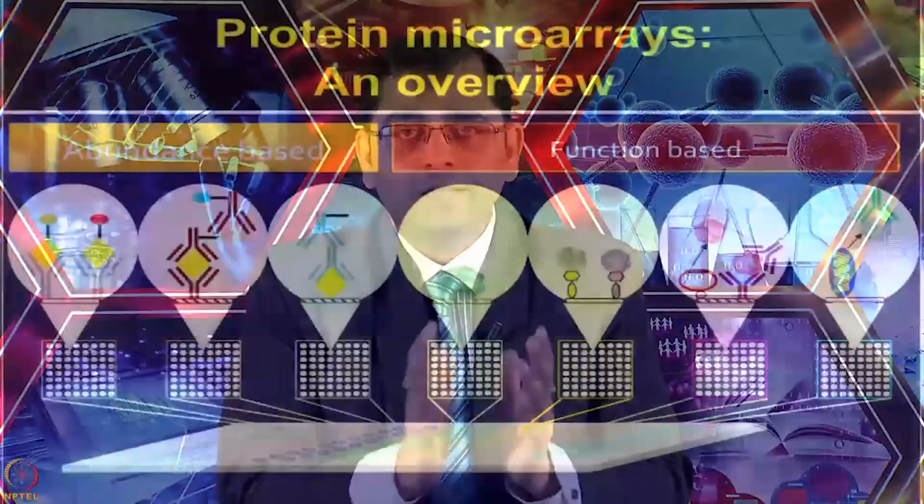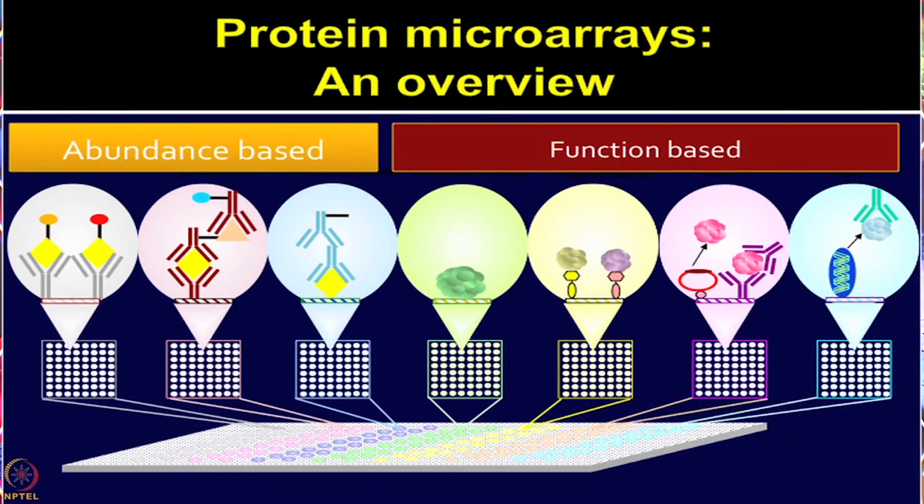So, I hope I have given you a glimpse that there are different types of microarray platforms available, both using purified proteins or even antibodies, or one could also utilize cell-free expression based systems and make use of the cDNA or even unpurified PCR products. Broadly, we can divide all of these into two different types of protein microarray based systems. One is abundance based arrays, one is function based arrays.